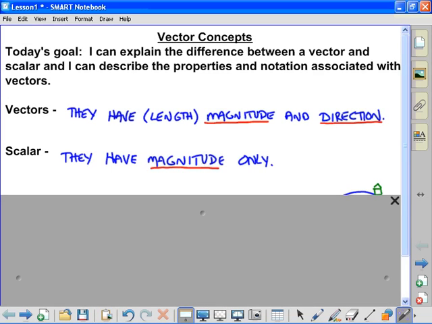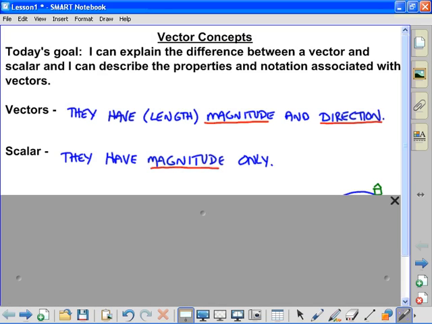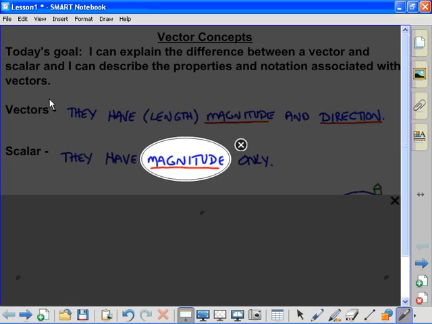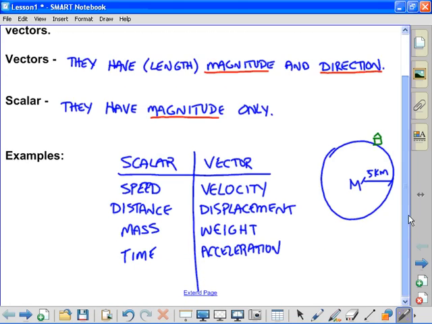Now, length, most people are going to be thinking back to the physics, and length was the common one, but it can actually have any type of magnitude, and we're going to talk about some of those examples. So a vector has a length, or a magnitude and a direction. A scalar has a magnitude only, so there's no direction with a scalar. So we'll talk about some of the examples here, and some of them are already listed.